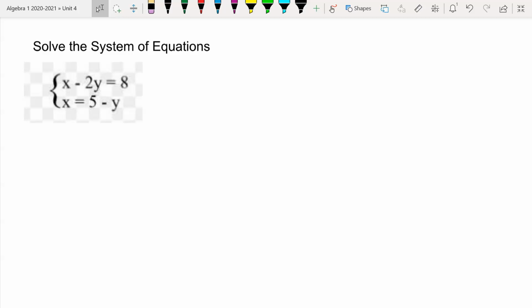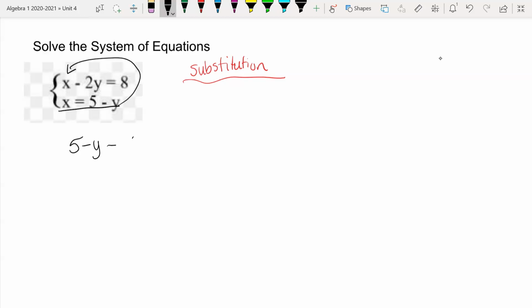So x minus 2y equals 8, and x equals 5 minus y. Kind of like the last one, I would probably use substitution on this one instead of elimination. But you could use elimination if you wanted to. You just have to move the y over. But I think substitution is the best here because you already have x equals. So I'm going to substitute that in for the x up here. I'm going to say 5 minus y minus 2y equals 8.